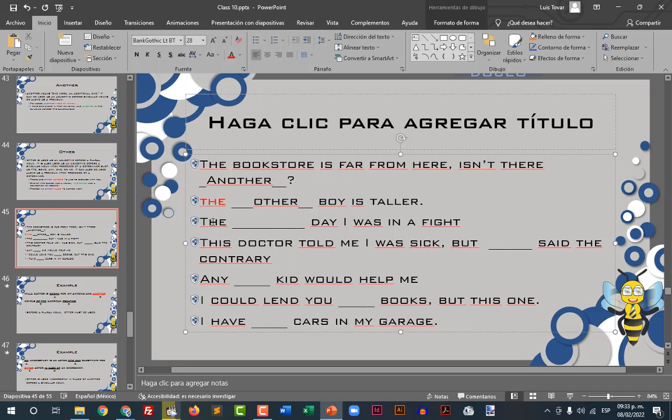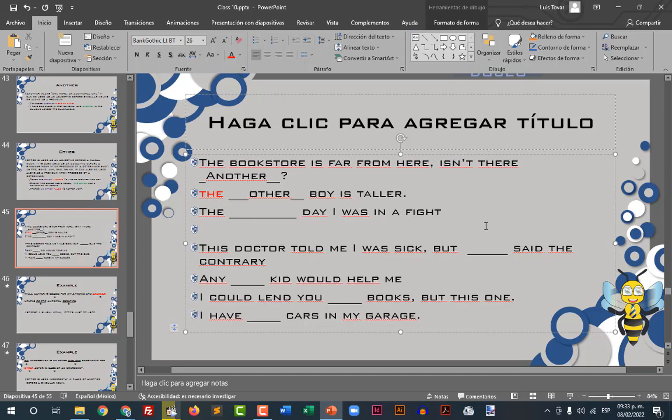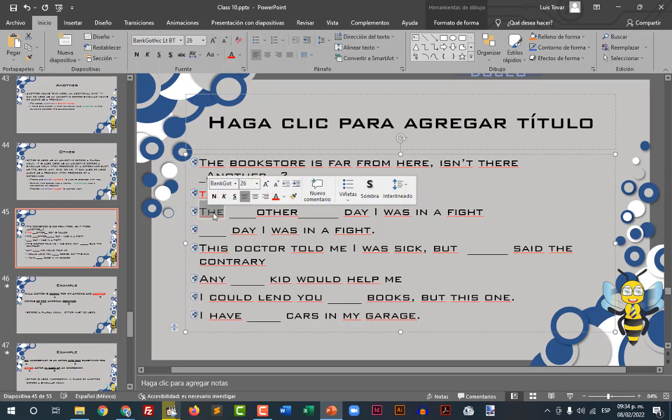So this one, for example. Let's write exactly as an example. Number three, the day I was in a fight. How would you fill it? The other. That's right. The other day I was in a fight, just because we have the determiner here, the.